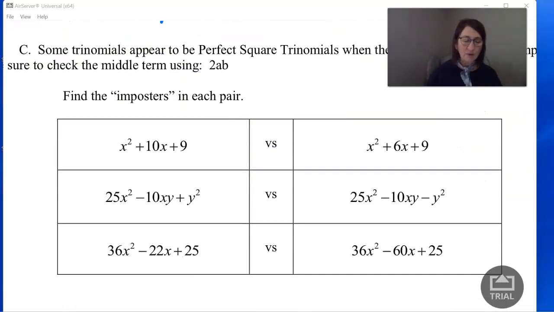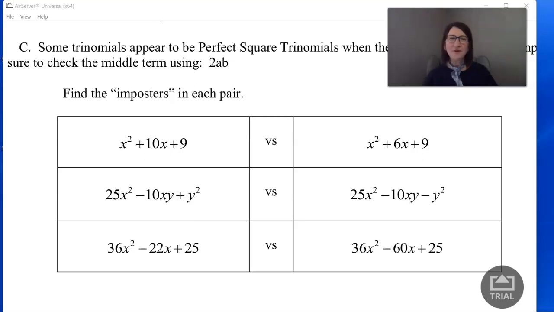Okay, now, this always happens with math. We finally get to the point where we're like, yeah, I got it. Yes. And then there's a twist. Okay, so let me tell you the twist. Not all perfect things that look like they're a perfect square trinomial are truly a perfect square trinomial. Sometimes we have imposters. So how do we know whether we have an imposter?